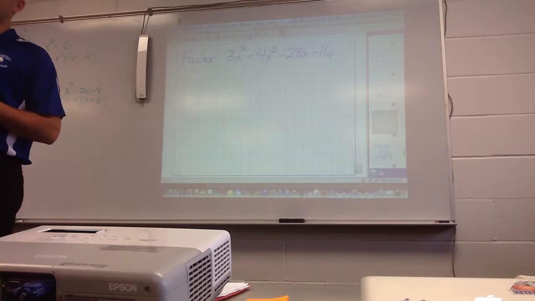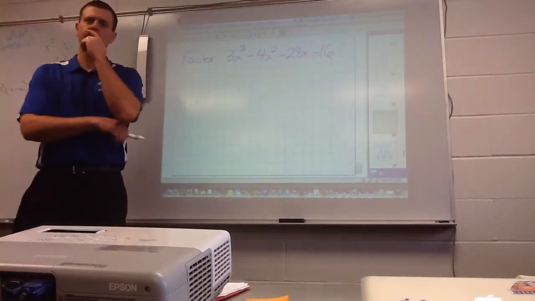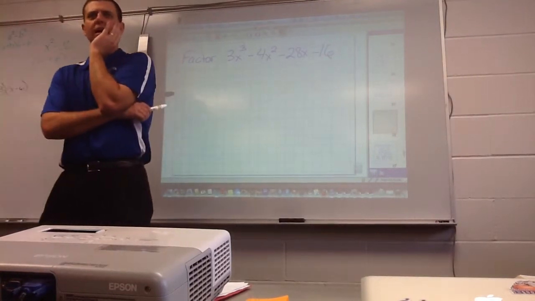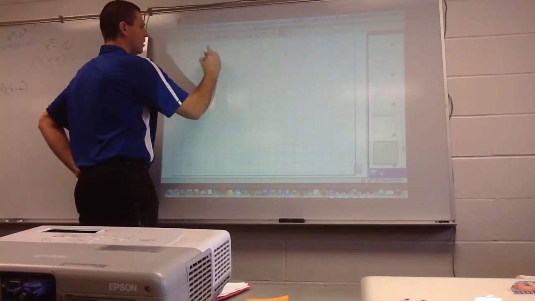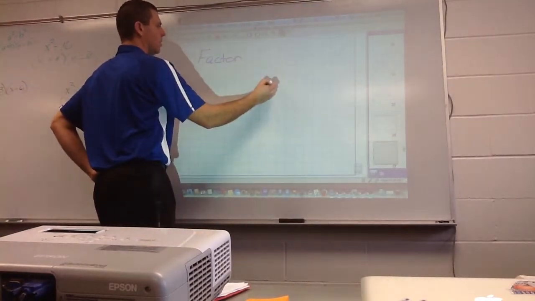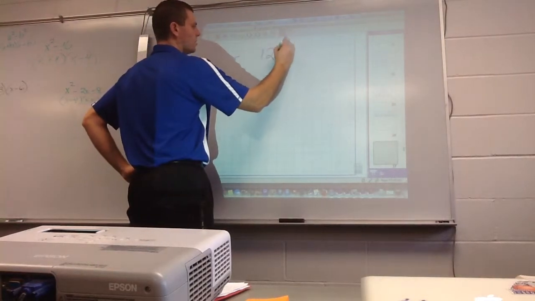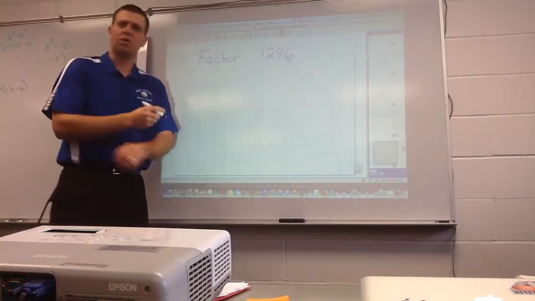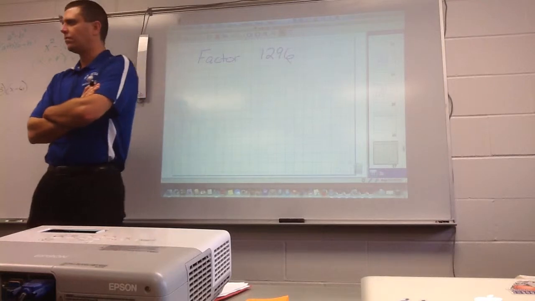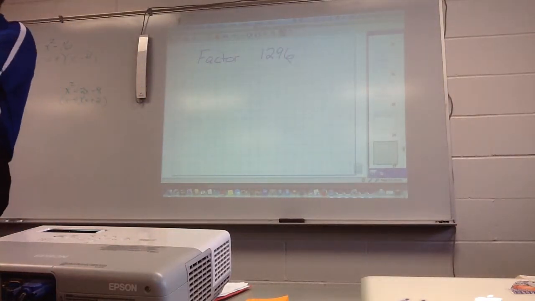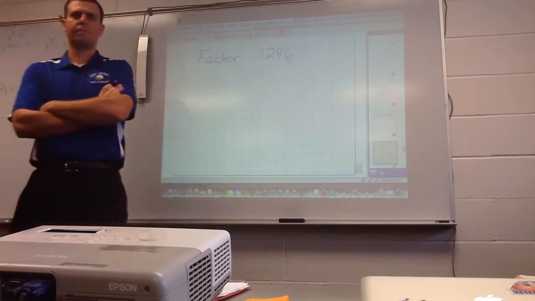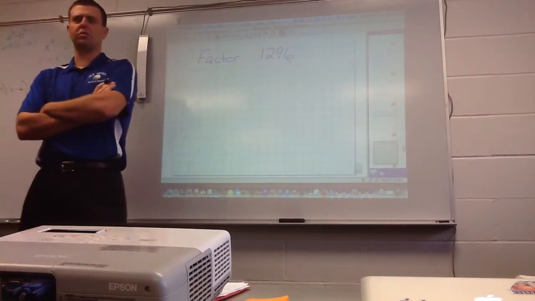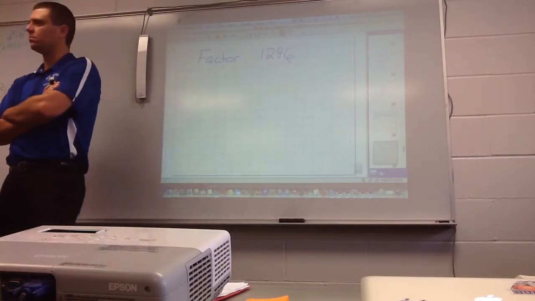If you're a little bit unsure, think of this. I need you guys to factor the number 1,296. I need you to go ahead and factor that one. Can you just rattle off all those factors? What are they? I can't. Okay. But could you make a factor tree? Yeah. Why?